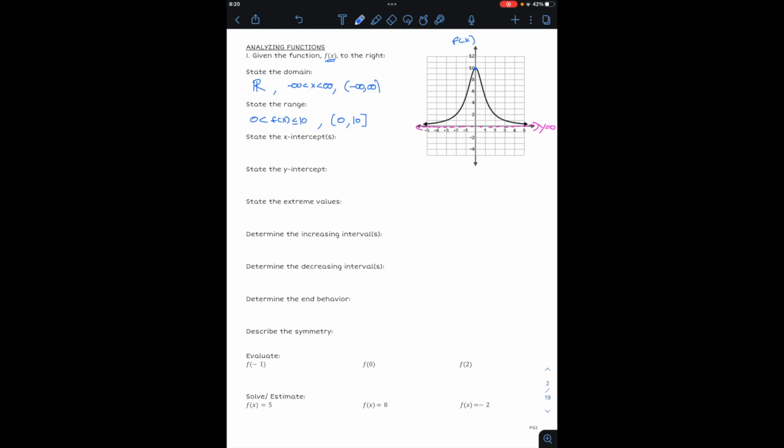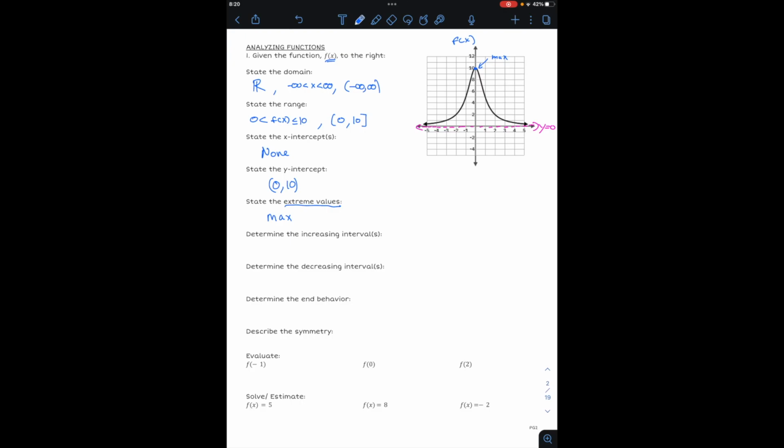X-intercepts, well, based on our graph and that asymptote, we would say that there are none. Y-intercept, we would say is at (0, 10). Extreme values, so these usually refer to any maximums, minimums of our graph. So we could talk about if we had some polynomial, maybe all these maxes and mins. So on our graph, that just tends to be the maximum. We have a max at (0, 10).